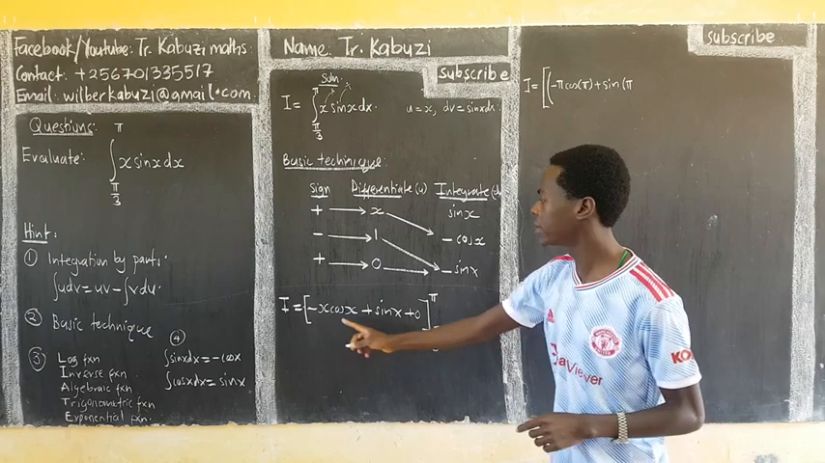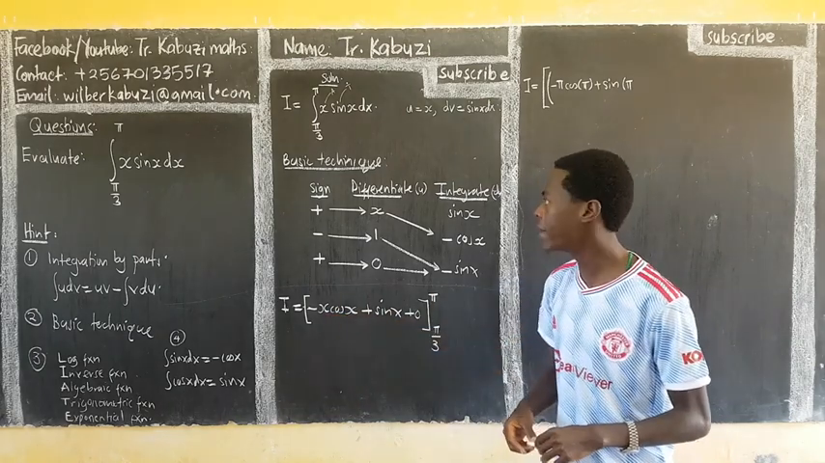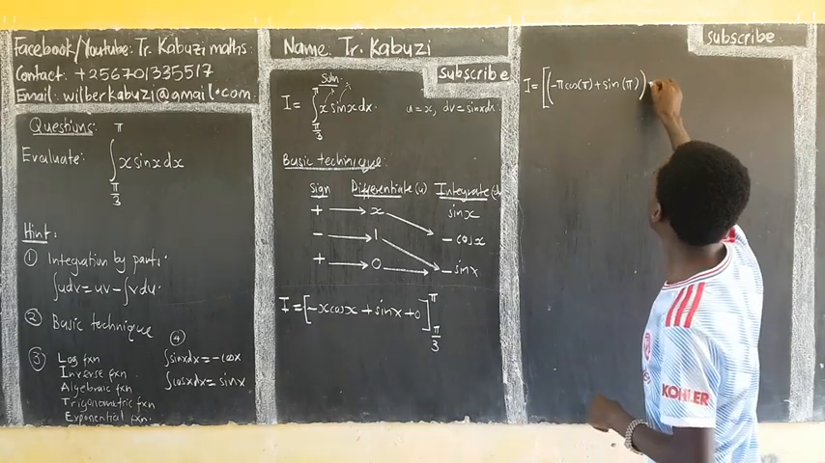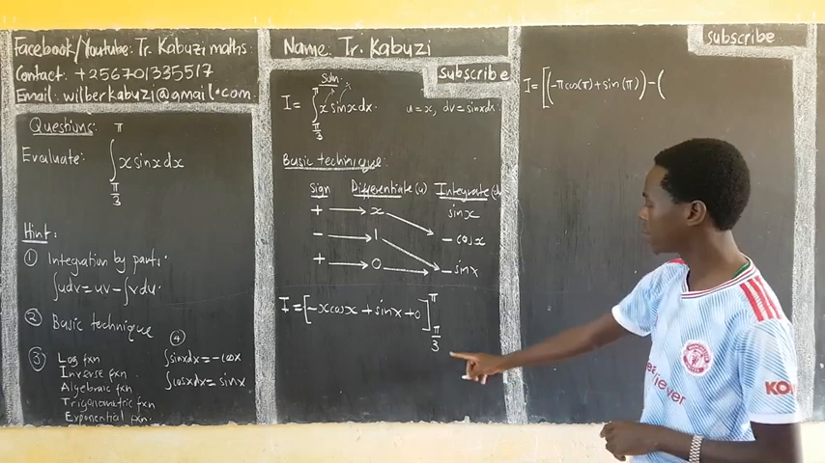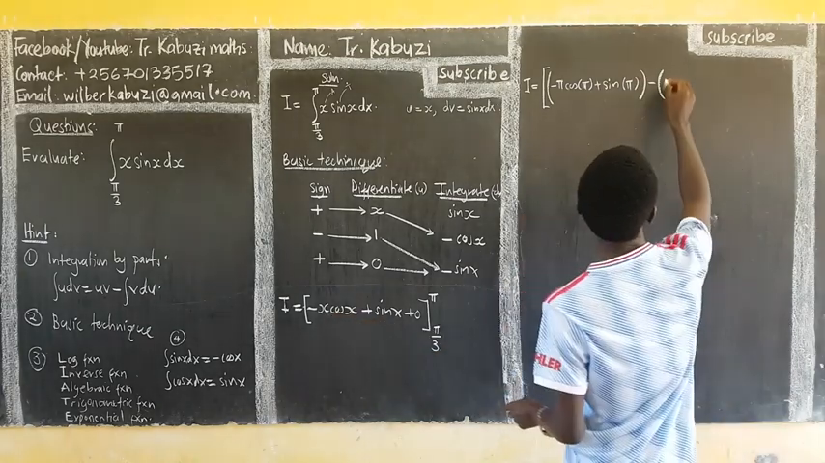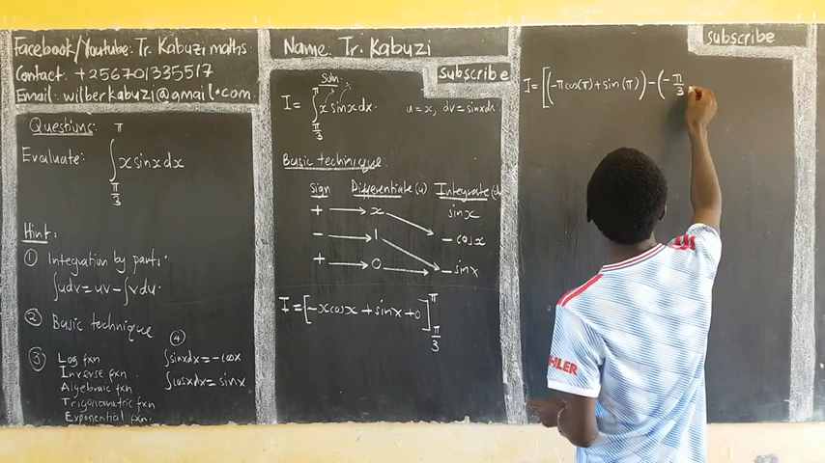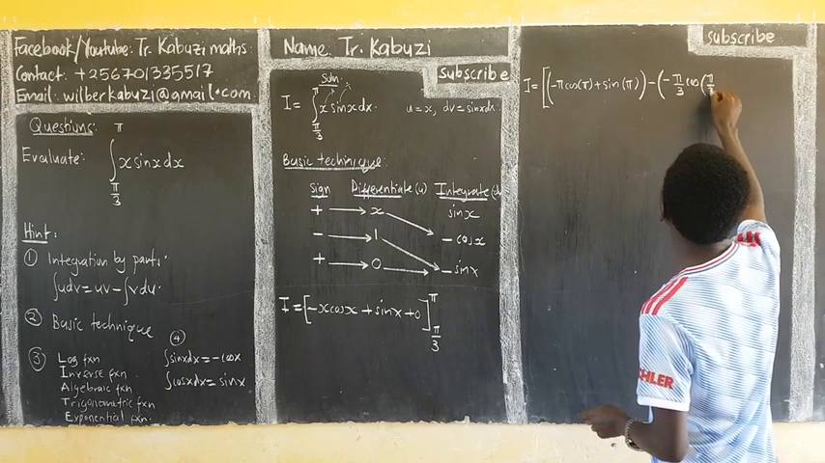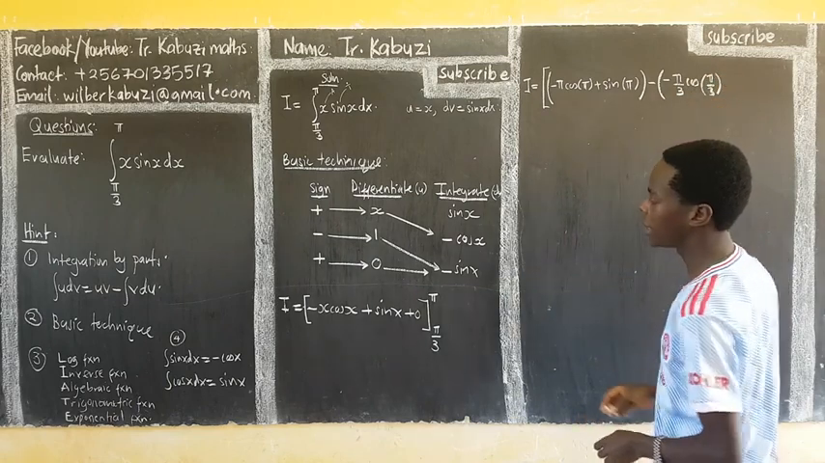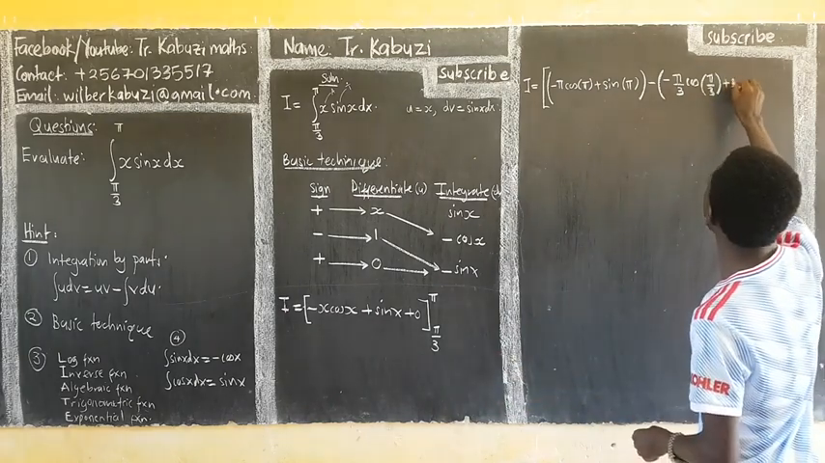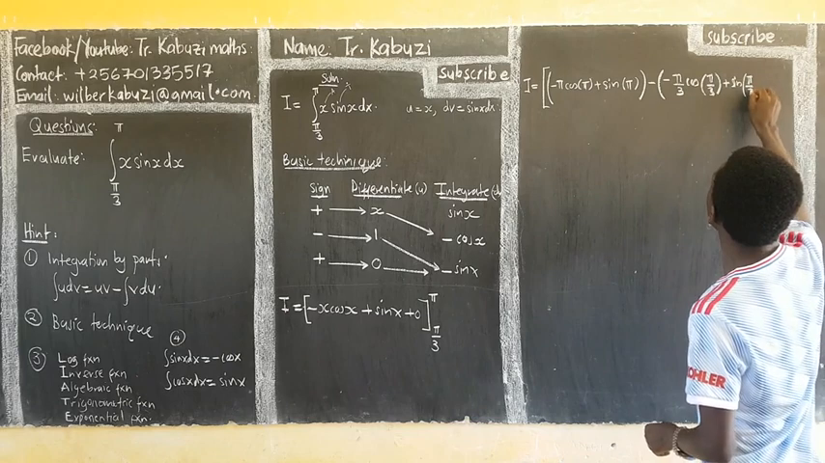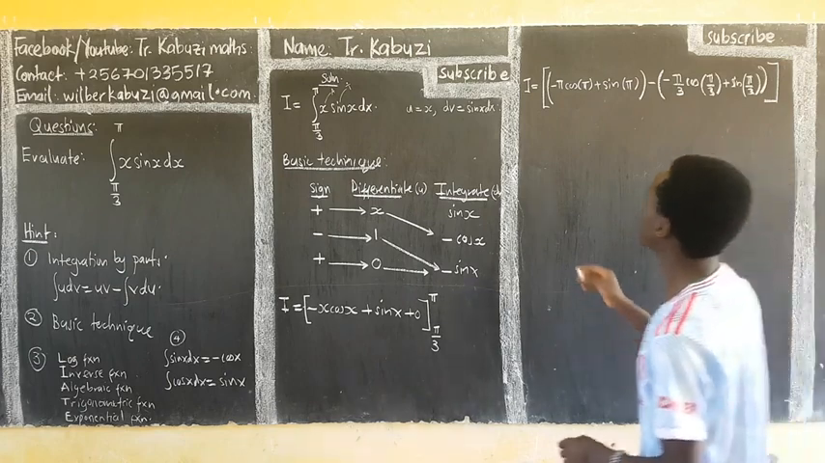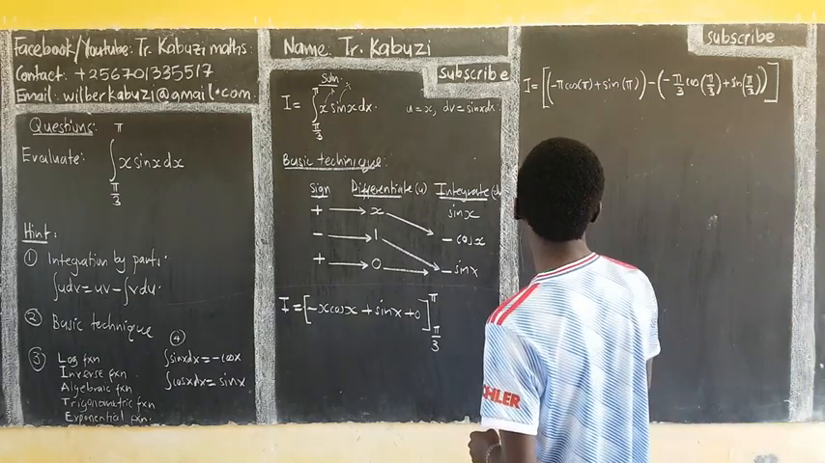So now I'll put the upper limit where there is x. Then we subtract when we put in the lower limit. So when I put my lower limit here, I have negative pi over 3, then cos pi over 3, where there is x, where we are putting that lower limit. Then plus sine pi over 3. Then we close our bracket. Then from here, you can ably give your answer.